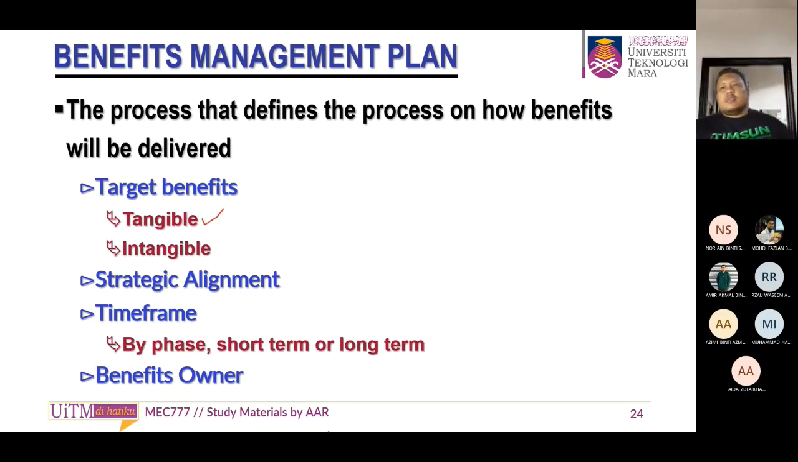Tangible. When we start to run the project, we must know whether it is tangible or intangible. Second one is intangible. Sesuai tak sesuai? Tangible or intangible? Alright. Target benefits.